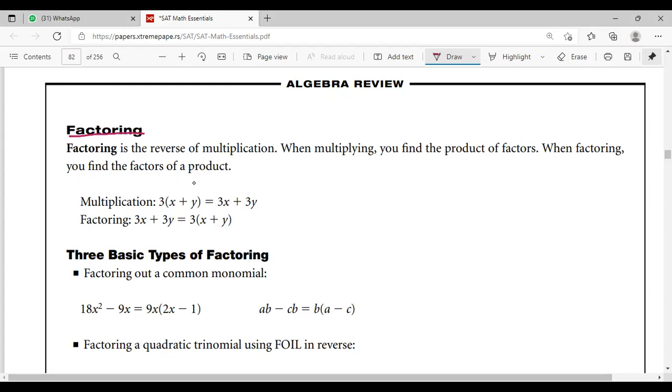But when we are multiplying, we'll multiply this 3 into x and 3 into y. So we'll have 3x and 3y. But then if we have 3x plus 3y and we need to factorize, we'll take out the common term. In this case, it is 3 and we'll write down the rest as it is. Okay, so this is the difference between multiplication and factoring. Factoring is the reverse of multiplication. Okay, so these two are opposites or reverse operations, right?